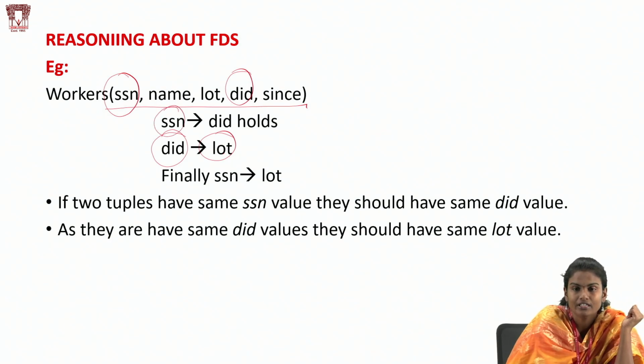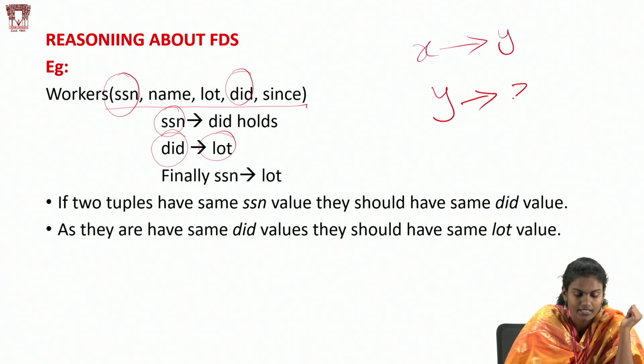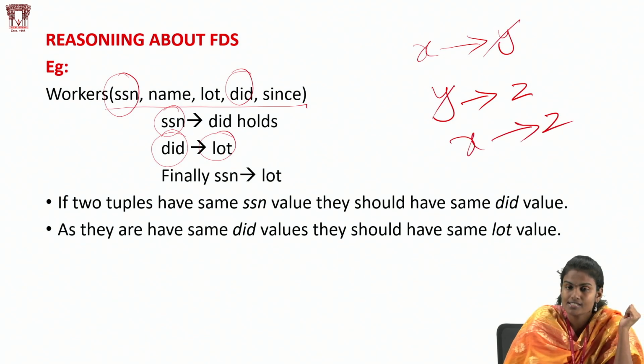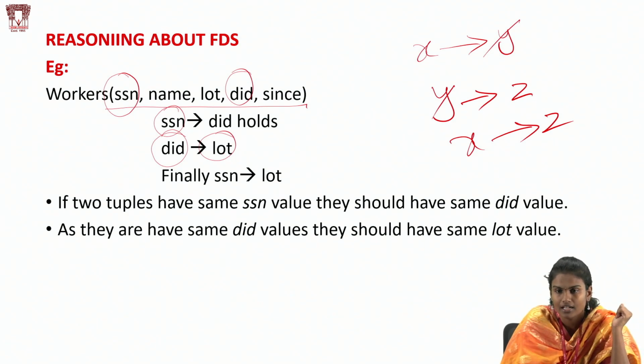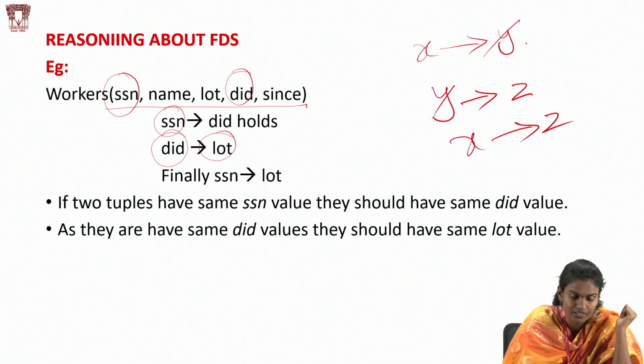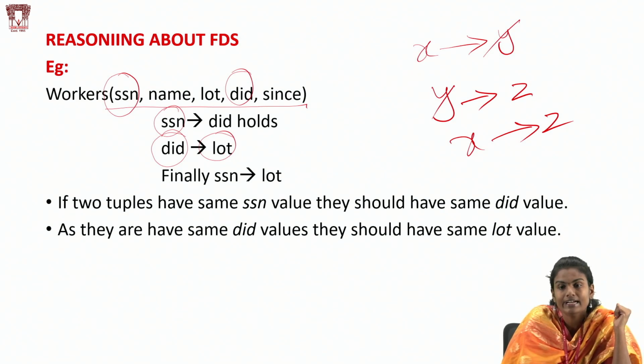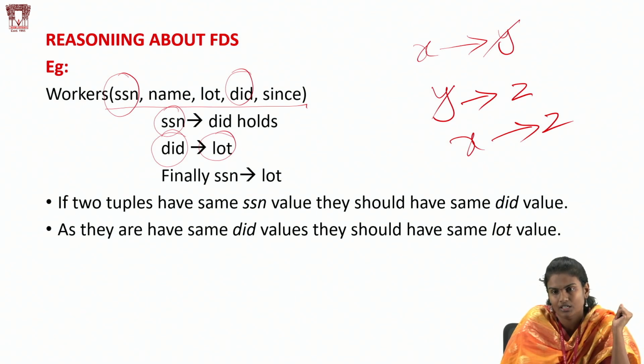This is called a trivial functional dependency. In maths, we learned that X tends to Y, Y tends to Z. If it is there, you can say X tends to Z is possible. The same logic applies here. X and Y are nothing but attributes here. If there is any functional dependency in this manner, it is called a trivial functional dependency.